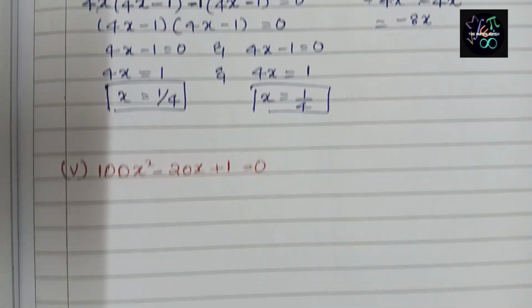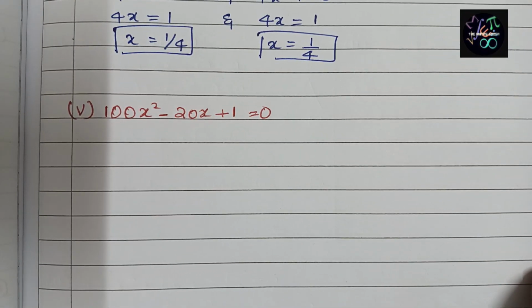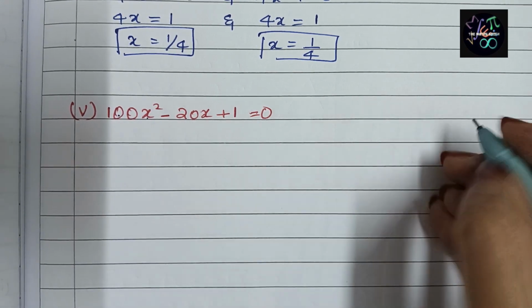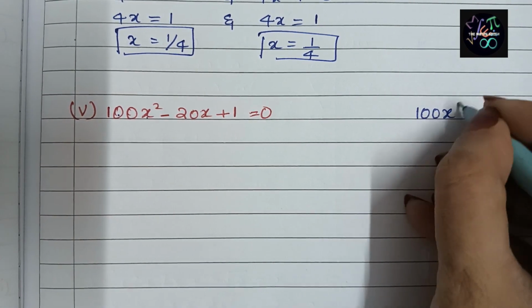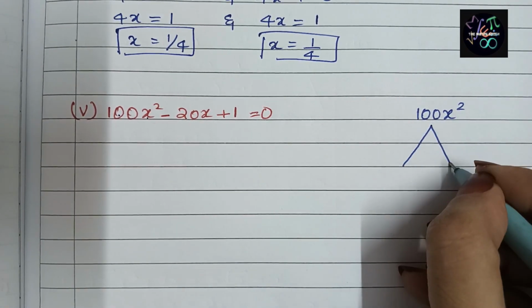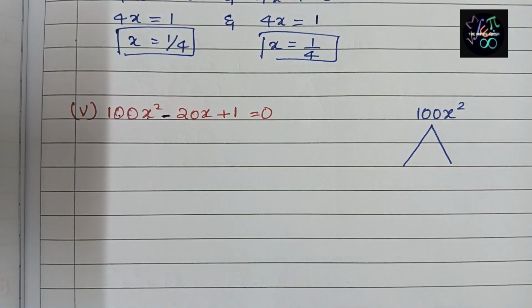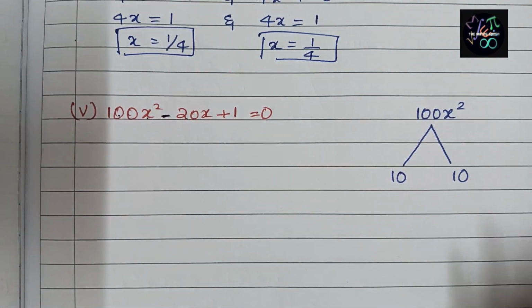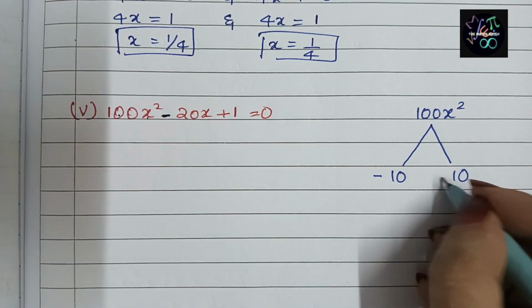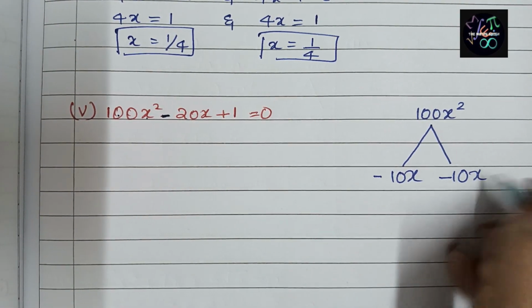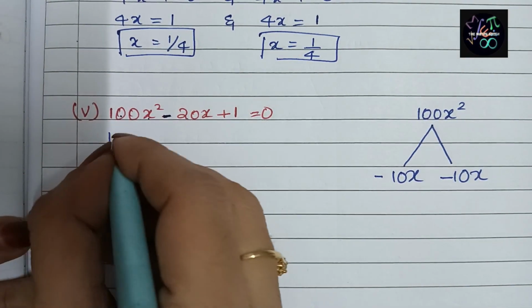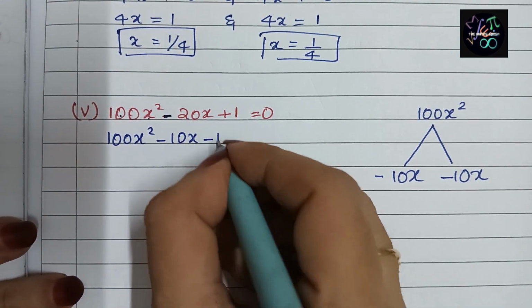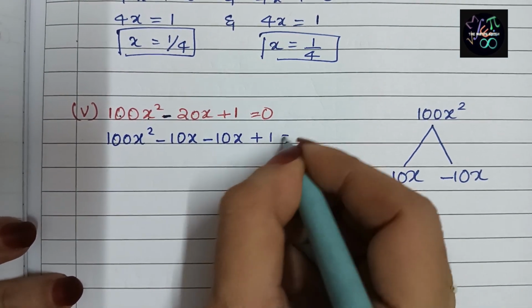Let us see the last one of this main. Same, but this and this is exactly same. 100 x square, 1 is 100 x square. Okay, we should find two such numbers. We should get minus 20 in between. That is same. 10 tens are 100, but we want minus sign. So minus 10x, minus 10x. Same problem. 100 x square minus 10x minus 10x plus 1 equal to 0.